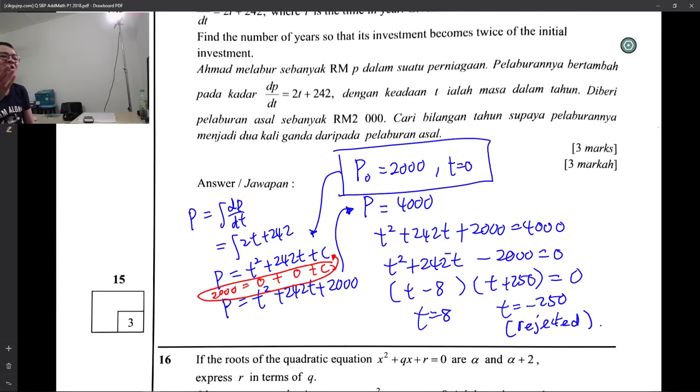No, when initial investment means, whenever I see the word initial, it means t equals 0, at the very beginning. The time hasn't started to count, and I already have 2,000. It's not t equals 1. t equals 1 means after 1 year. So initial always means t equals 0.